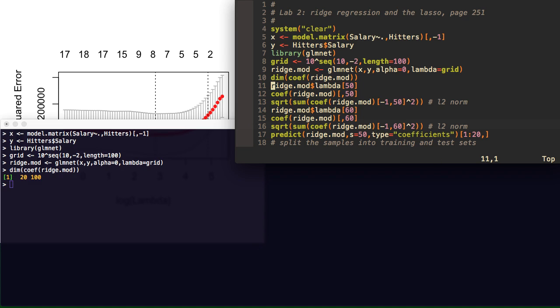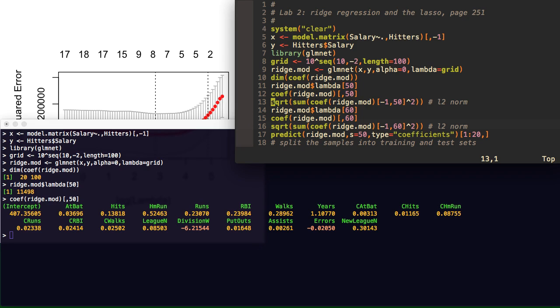And so we have 20 columns of coefficients and 100 rows. The 20 columns of coefficients are the coefficients for the 19 predictor variables from Hitters, and then the intercept, the beta naught term. And this is for 100 values of lambda. So let's take a look at lambda 50. Lambda 50's value is 11,498. And here are the coefficients in that row of the table.